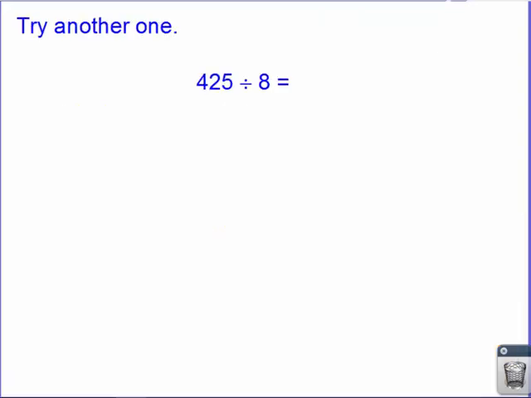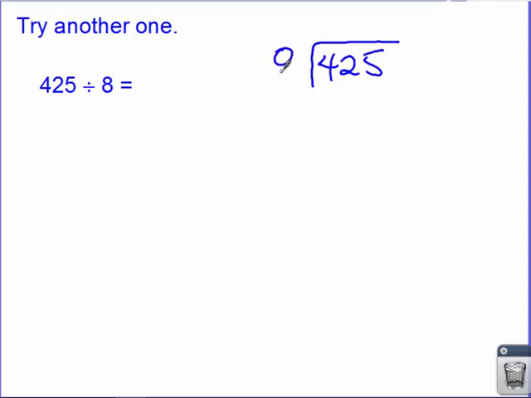Okay, what if I had 425 divided by 8? Well, again, the first question I'll ask is which number goes in the house? The first one. So 425 divided by 8, and the 8 is the divisor. So now we begin dividing. 8 goes into 4 how many times? 0 times. 8 goes into 42 5 times. So that's our divide. Now we multiply. 5 times 8 is 40. We subtract, and then we bring down.